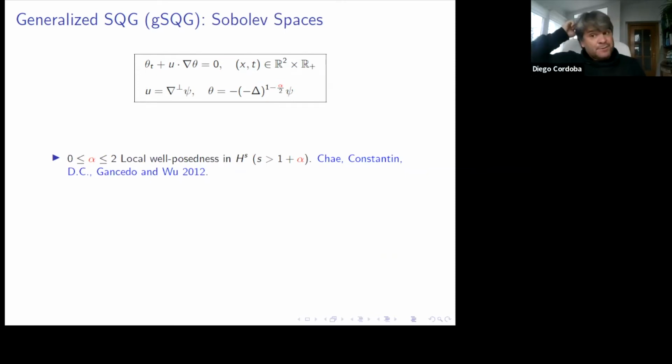Okay, now Sobolev spaces, and here's a different story. For Sobolev spaces, there's actually local well-posedness for H^s for s bigger than 1 plus alpha. And this is for the entire range of alphas between 0 and 2. This was a joint work with Dongho Chae, Peter Constantin, Francisco Gancedo, and Jiahong Wu.